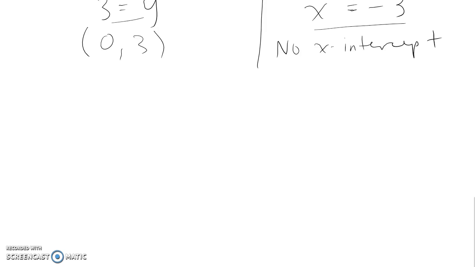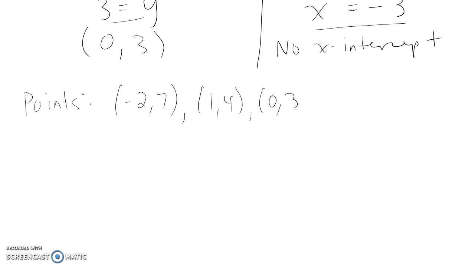Alright, so now we've found a couple of points already. We know that the points -2, 7, 1, 4, and 0, 3 are on our graph. Let's find a couple more points using a table of values. Actually, I'm going to do it over here.